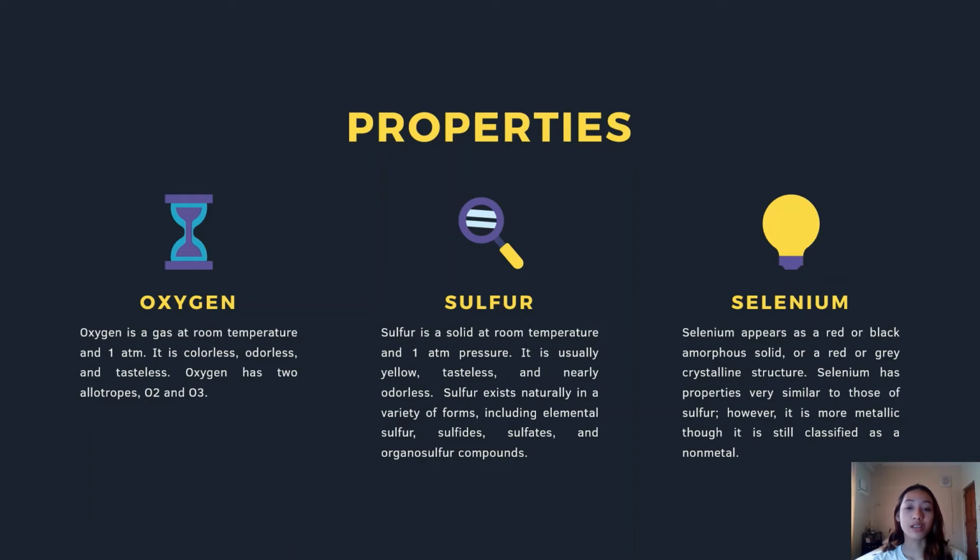Selenium appears as a red or black amorphous solid, or a red or gray crystalline structure. The latter, the red or gray crystalline structure, is the most stable one. Selenium has properties very similar to those of sulfur. However, it is more metallic, though it is still classified as a non-metal.